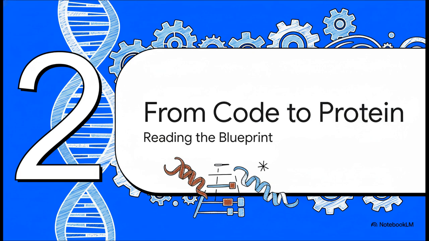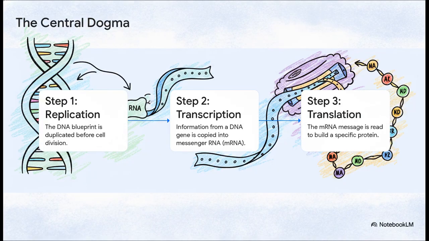Okay, so a blueprint is totally useless if no one can actually read it, right? It could be the most brilliant plan in the world, but if it's just sitting on a shelf, nothing gets built. That brings us to the next critical step. How does the cell take these instructions and turn them into stuff? This whole process, sometimes called the central dogma of biology, happens in three main stages.